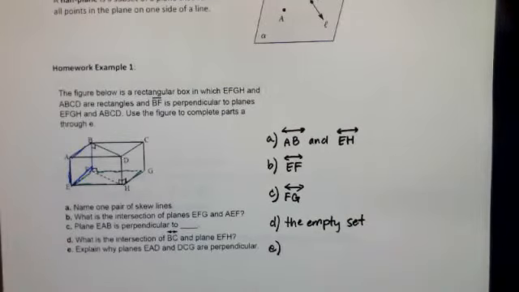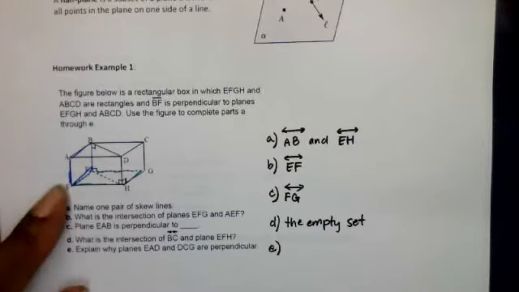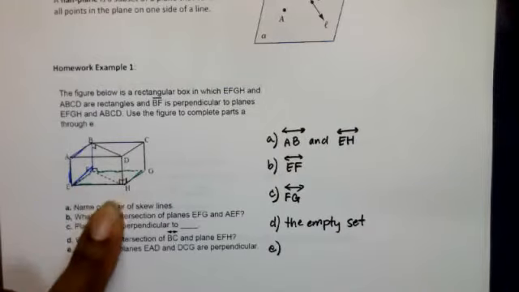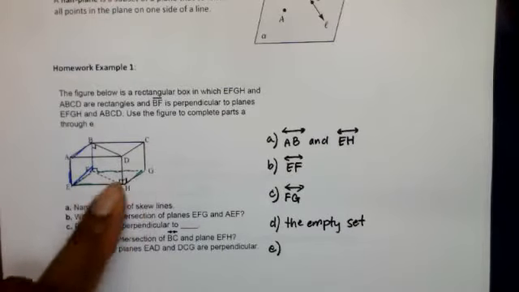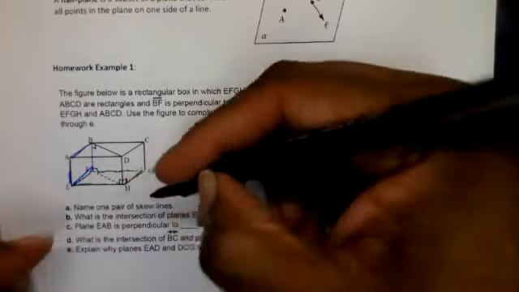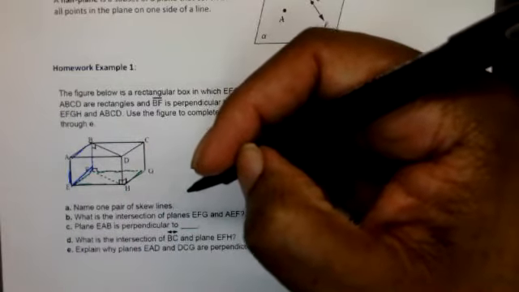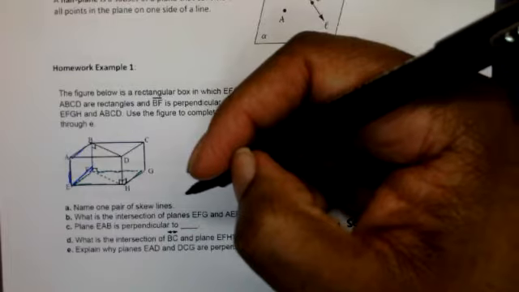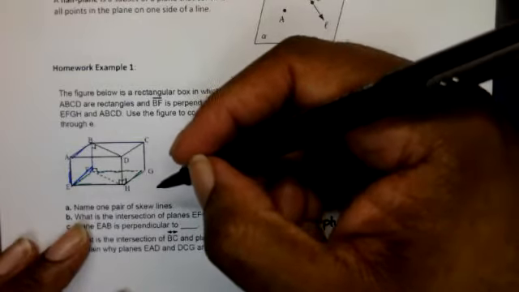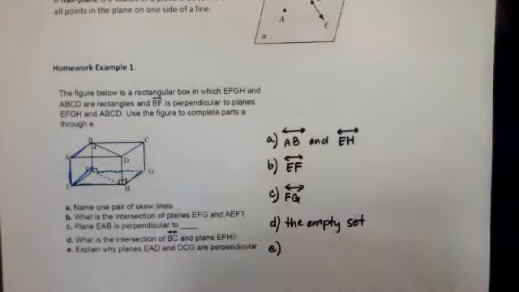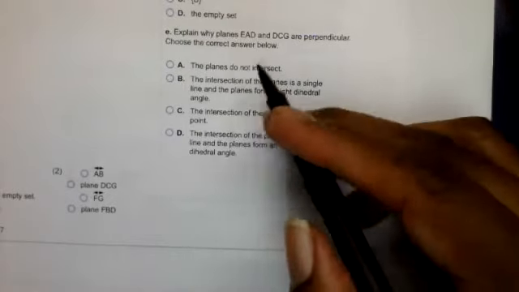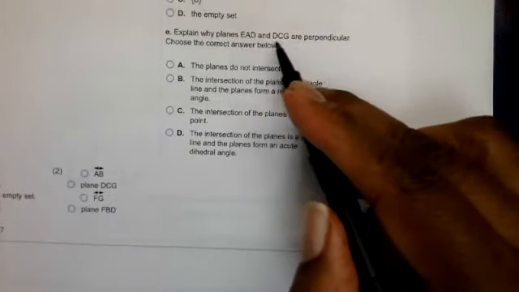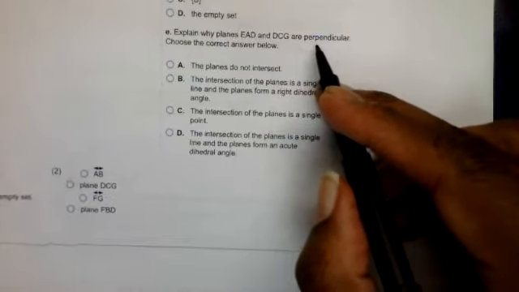And part E, explain why planes EAD, that's this plane in front, and DCG, that's this plane off to the side, are perpendicular. Okay. And in this case here, they do give you the choice of answers to choose from. Explain why planes EAD and DCG are perpendicular.